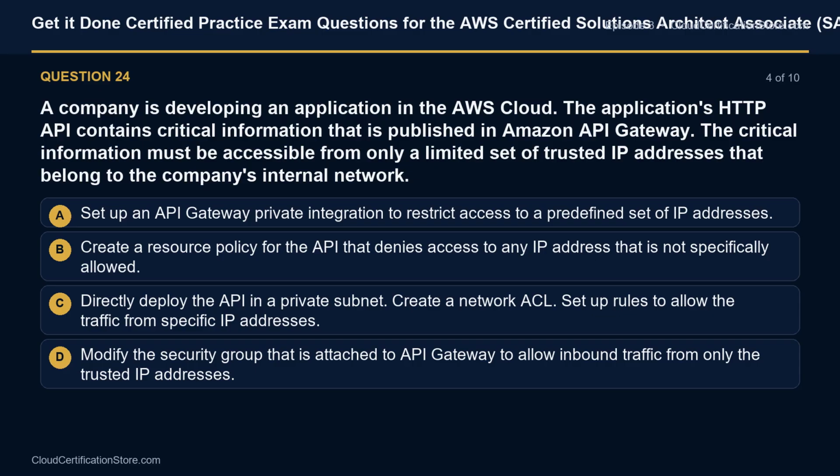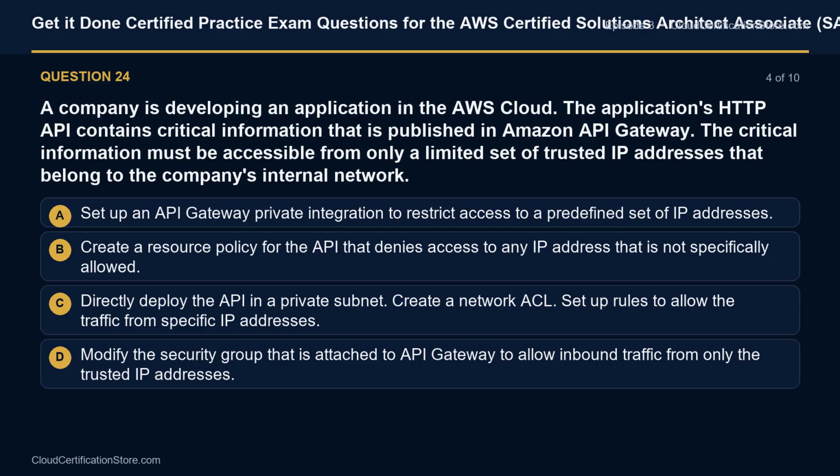Question 24. A company is developing an application in the AWS cloud. The application's HTTP API contains critical information that is published in Amazon API Gateway. The critical information must be accessible from only a limited set of trusted IP addresses that belong to the company's internal network. Option A. Set up an API Gateway private integration to restrict access to a predefined set of IP addresses.